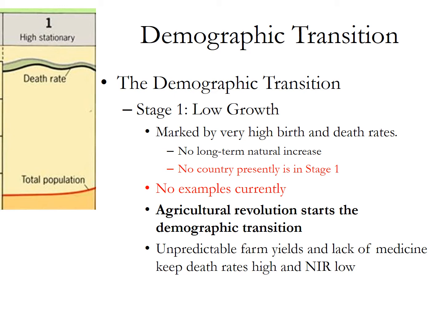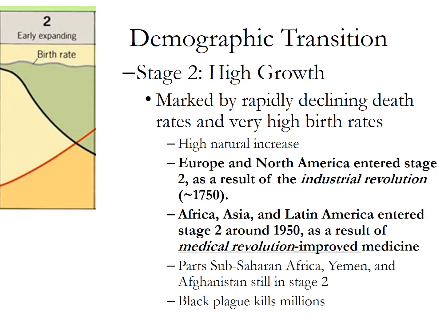So it's unpredictable farm yields. We don't know how much we're getting, so people are going to starve. And then on top of that, we still lack medicine. We lack basic hygiene rules. So we still have these high deaths from infectious diseases that now we can fight, and from starvation. So overall, we're just keeping NIR low. But remember, no one's in this first stage anymore. So then we get to stage 2.